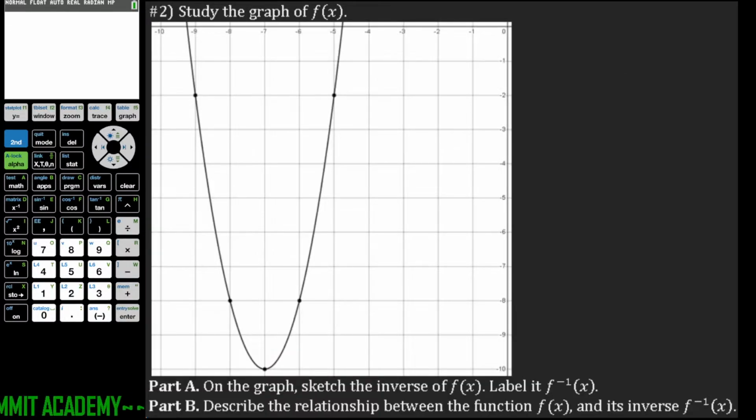For that next part, in number 2, it says study the graph. So you have that parabola shape. That means that we have a quadratic function. In part A, it says on the graph, sketch the inverse of f of x and label it f -1 of x. And then part B, it says describe the relationship between the function f of x and its inverse f to the -1 of x. And so when we have a setup like this, real simple, let's get a table of values.